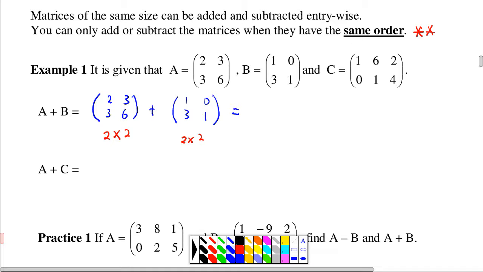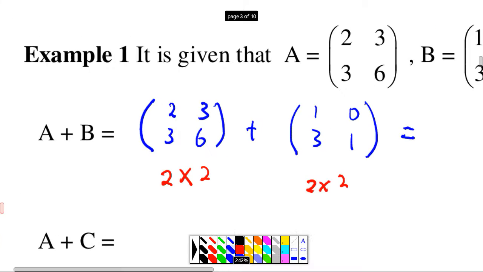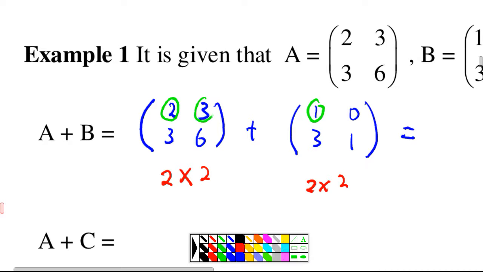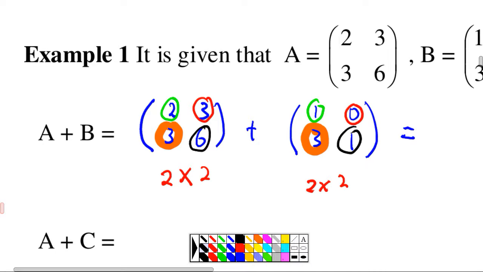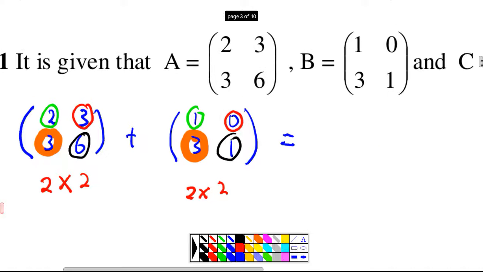So will you add 2 plus 0? No. Will you add 3 plus 1? No. How do you add? You just add 2 plus 1. If I zoom in, it only means this plus this. I change color. This plus this. Then I change color. This plus this. You get what I mean? I use black. This plus this. Understand? So the answer here will be simple.